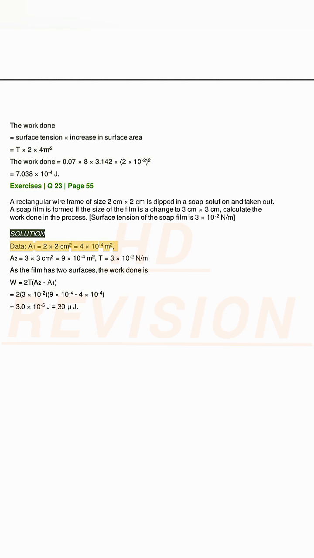Solution. Data. A1 equals 2 times 2 cm² equals 4 times 10^-4 m². A2 equals 3 times 3 cm² equals 9 times 10^-4 m², T equals 3 times 10^-2 N per meter. As the film has two surfaces, the work done is W equals 2T(A2 minus A1) equals 2 times 3 times 10^-2 times (9 minus 4) times 10^-4 equals 3.0 times 10^-5 J equals 30 μJ.